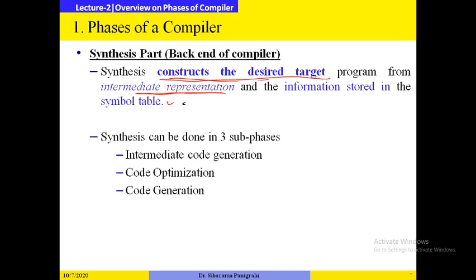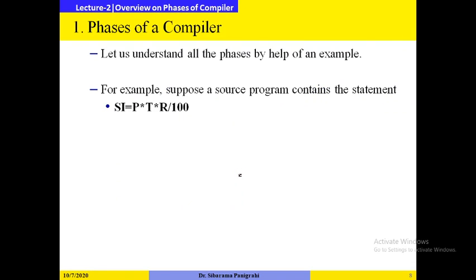So the synthesis phase consists of three phases. One is intermediate code generation, code optimization, and code generation. So let us go through all the 6 phases briefly by taking an example.